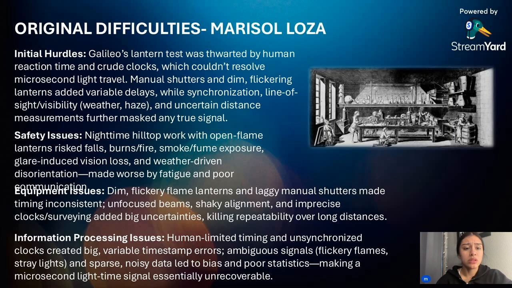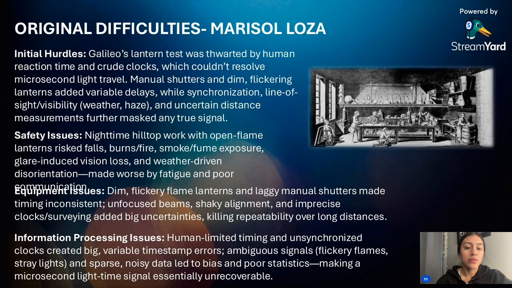Original difficulties. Some initial hurdles. Galileo's lantern test was thwarted by human reaction time and crude clocks, which couldn't resolve microsecond light travel. Manual shutters and dim, flickering lanterns added variable delays, while synchronization, line of sight, visibility, and uncertain distance measurements further masked any true signal. Safety issues.